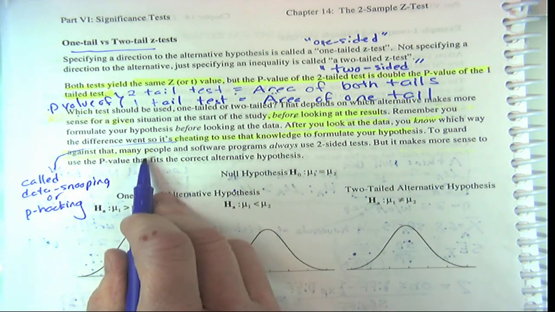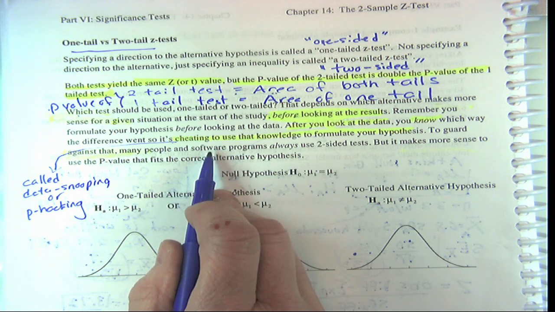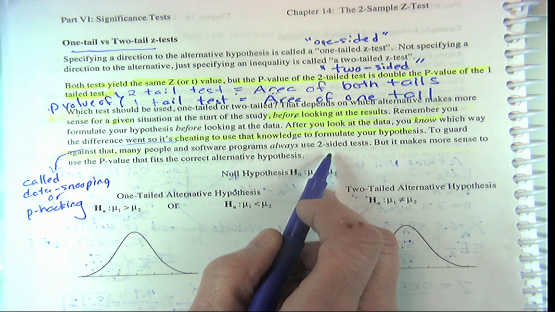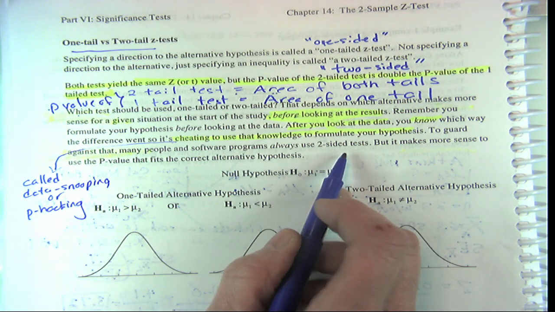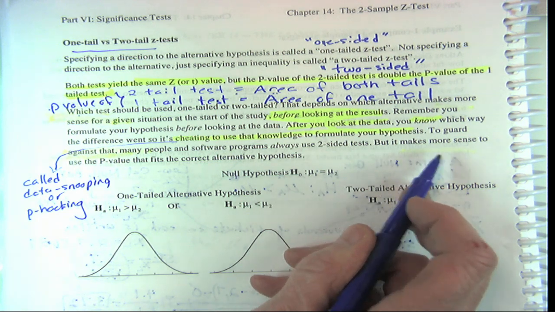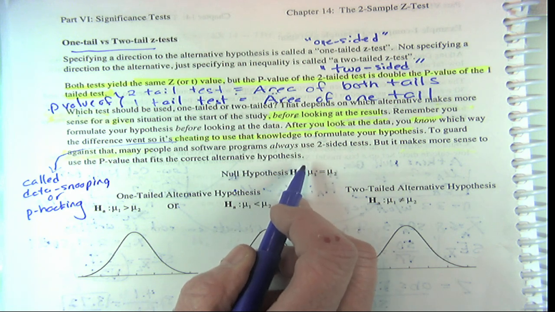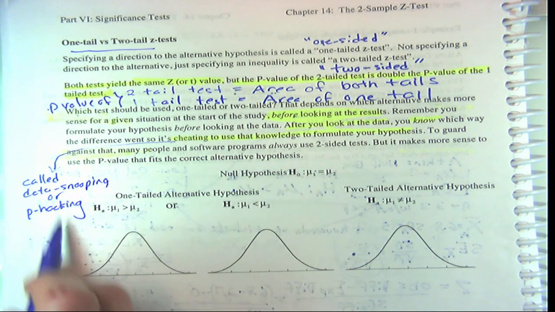So to guard against people doing that, many journals, for sure, and software programs always use or require a two-sided test. But it really makes more sense to use the p-value that fits the correct alternative hypothesis. The only reason people always use the two-sided is to guard against people doing this stuff.